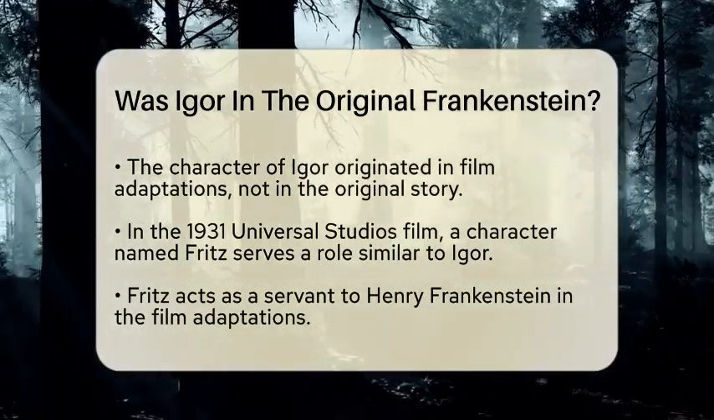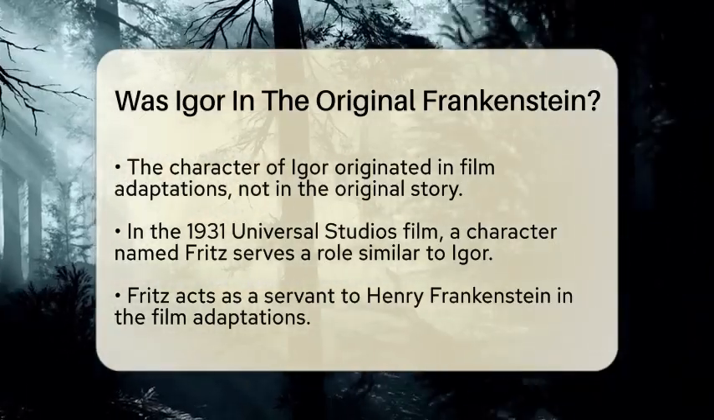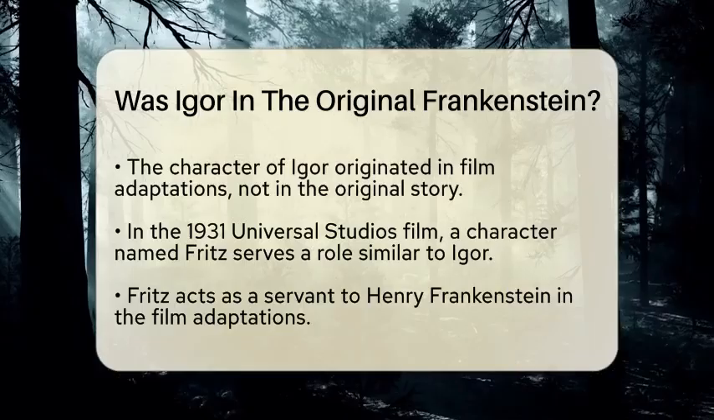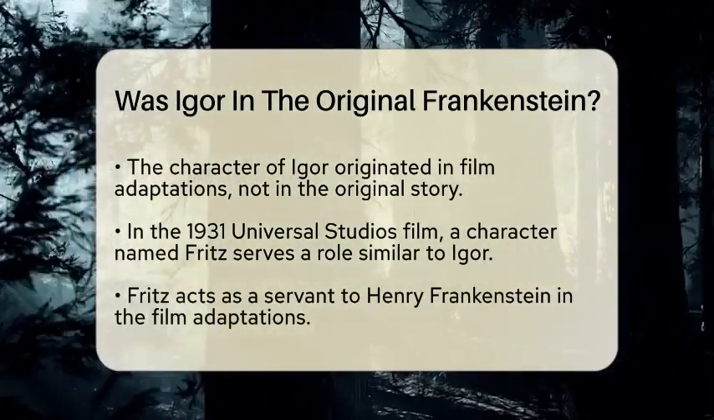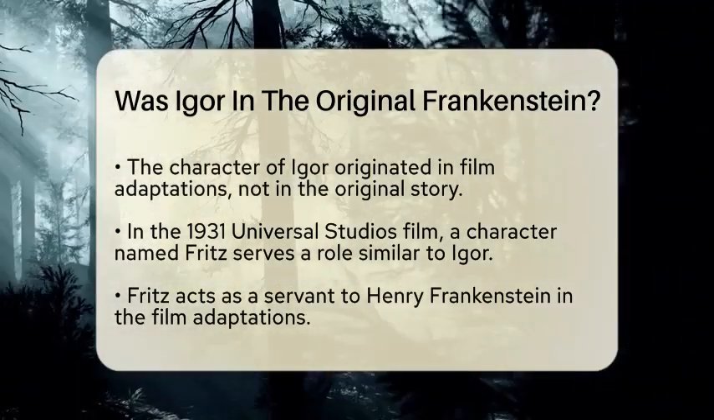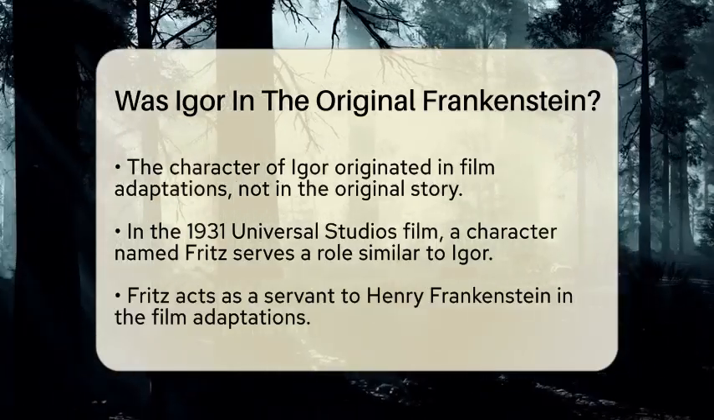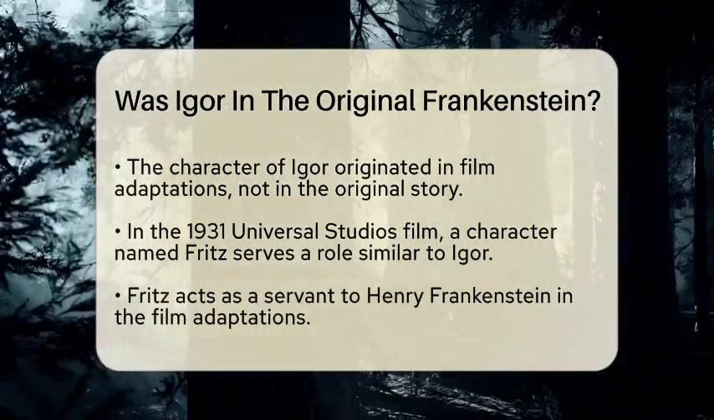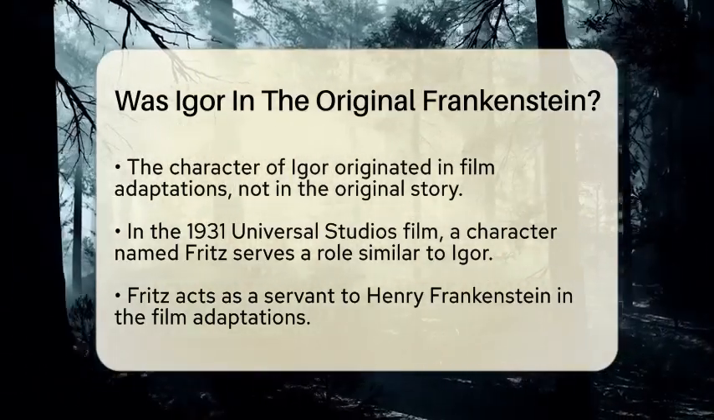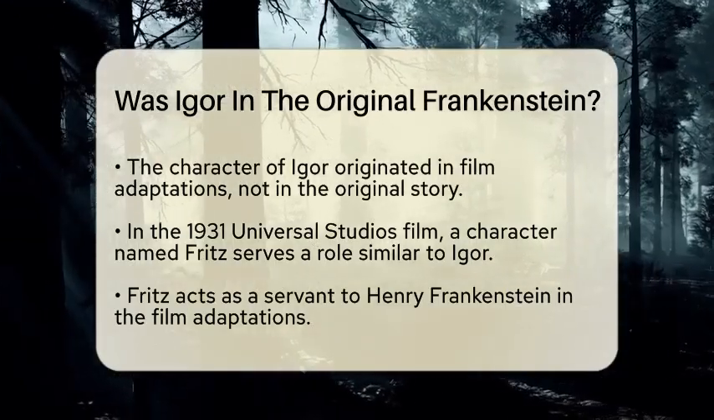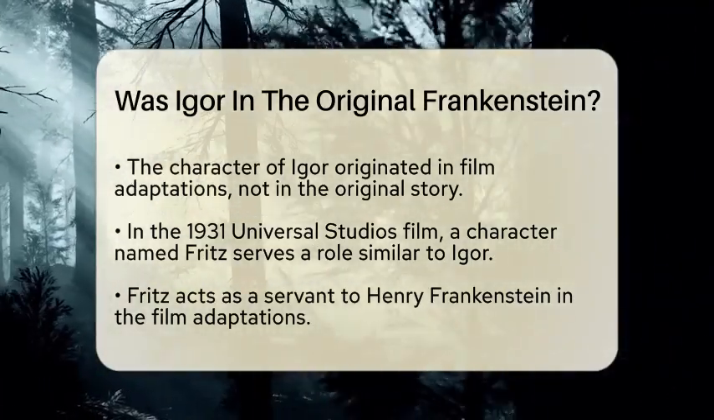Was Igor in the original Frankenstein? Imagine you're reading a classic horror novel and you come across a character that everyone seems to know, Igor. But if you're reading Mary Shelley's Frankenstein, you won't find him there. Let's explore why. In the original story, Victor Frankenstein is a scientist who dreams of creating life. He spends years studying and experimenting, eventually bringing a monstrous creature to life. However, he does this all by himself. There's no lab assistant, no Igor, just Victor and his ambition.